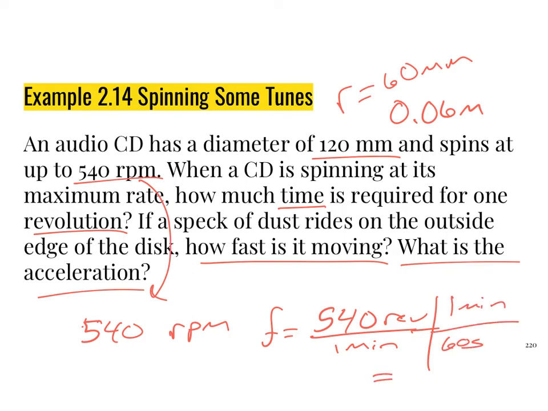So I get a frequency of 9 revolutions per second, or we call that 9 inverse seconds, but that's going to be our frequency, and we'll use that to solve for the period. And then we're also looking for velocity and acceleration. So with a couple little background items, let's go ahead and take a look at that.